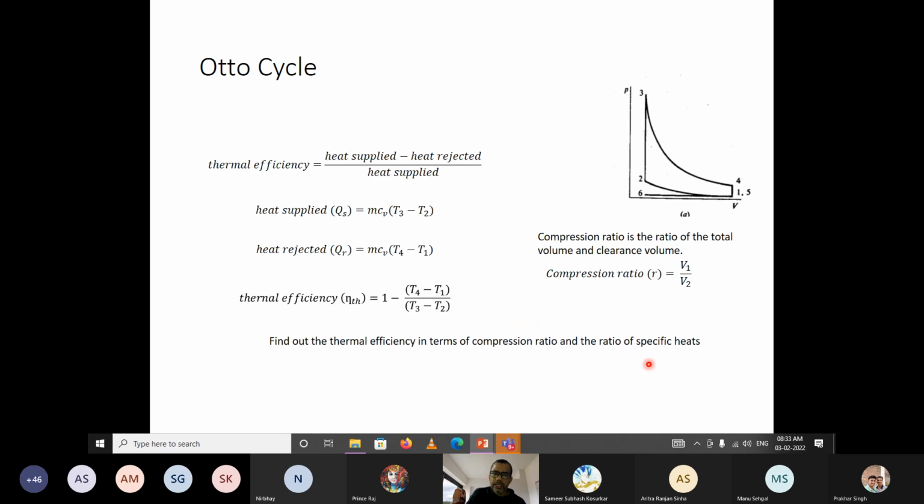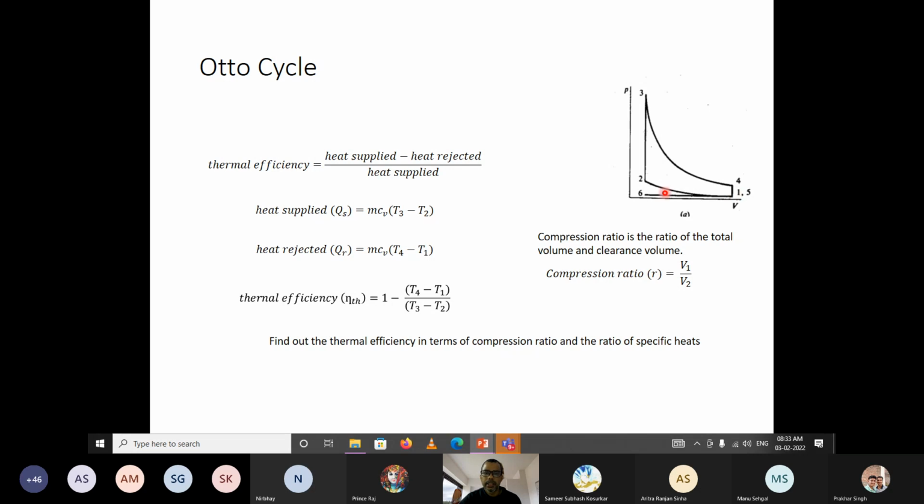When you study the ideal cycle, one of the things is to calculate the thermal efficiency of this Otto cycle. So if I have to calculate thermal efficiency, 2 to 3 is the heat addition, and 4 to 1 is the heat rejection process.